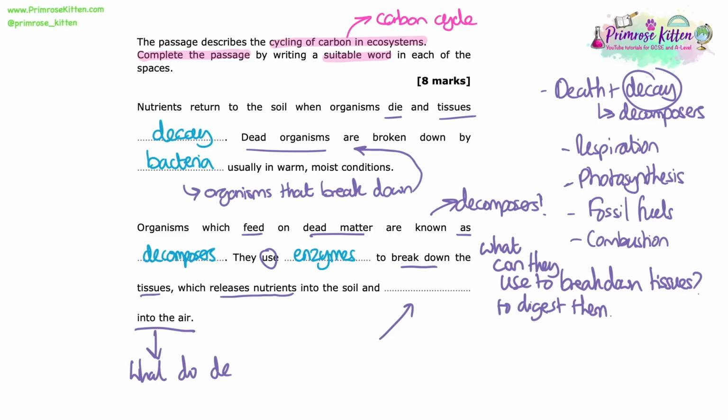So what do decomposers release into the atmosphere? If you think about it, this is all about the carbon cycle, and so far we haven't mentioned carbon yet, but hopefully we know that decomposers, when they decay material, they respire and release carbon dioxide through the process of respiration. So it's got to be carbon dioxide being released into the atmosphere. That makes sense because of the sentence, but also because this is about the carbon cycle.